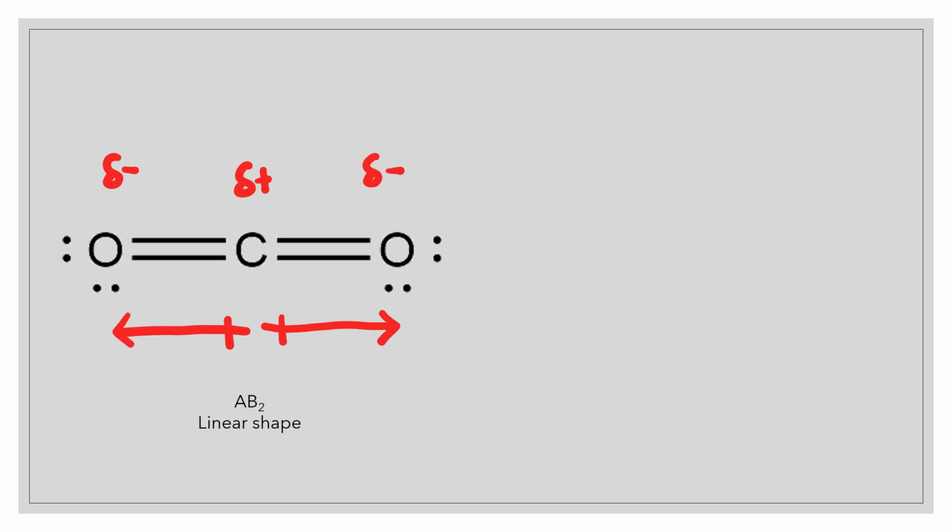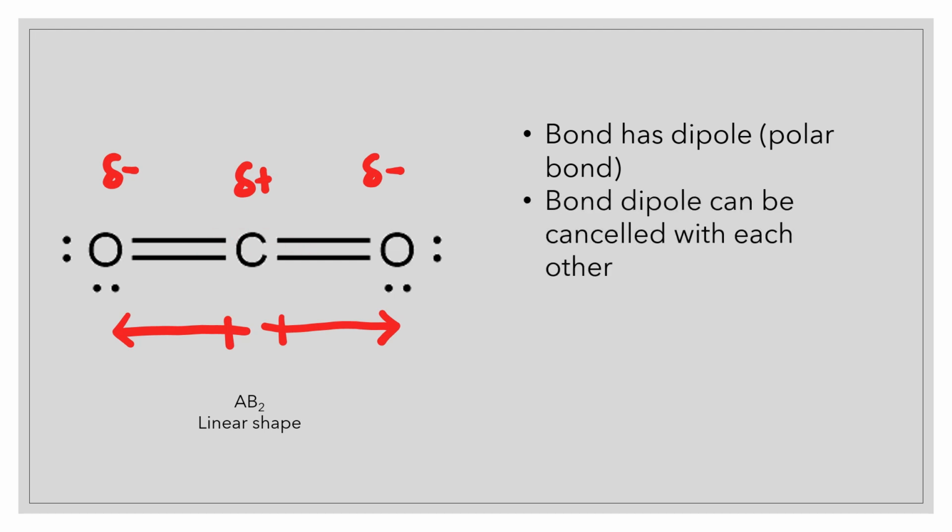Next is carbon dioxide. So from the Lewis structure and molecular geometry, this is AB2, which is linear shape as well. So C and O have different electronegativities value. So we can do the separation of charge and you can draw this bond dipole as well. So in this case, bond has dipole or polar bond. So we have two polar bonds over here. And then this bond dipole can be cancelled with each other.